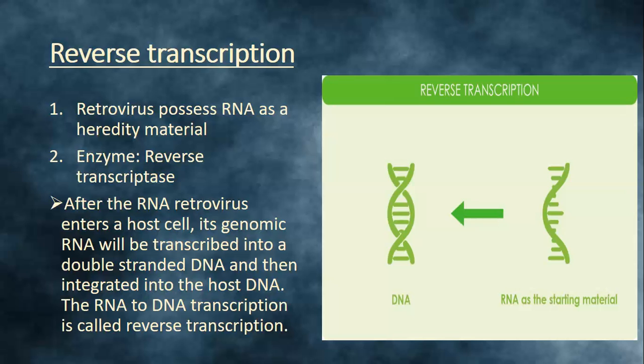When an RNA retrovirus enters a host cell, its genomic RNA is transcribed into double-stranded DNA by the reverse transcriptase, and then this double-stranded DNA is integrated into host DNA. This process of conversion of single-stranded RNA to DNA is called reverse transcription. In the diagram, you will see that this single-stranded RNA is converted into DNA, and then this DNA is incorporated into the host genome.